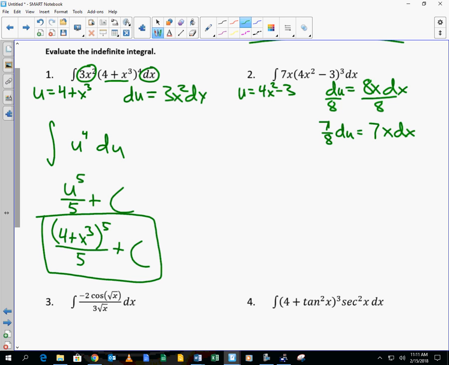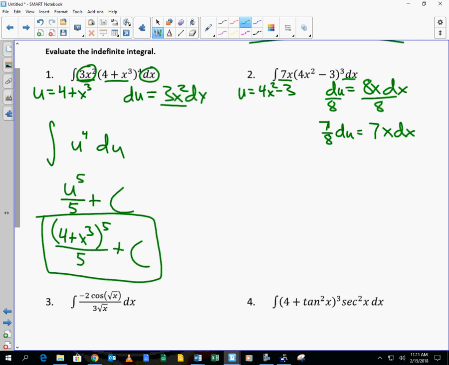Question. Because 3x squared was sitting right there. In this situation, I don't have this 7x dx. That's not 8x dx. I've got to make them the same in order to substitute.